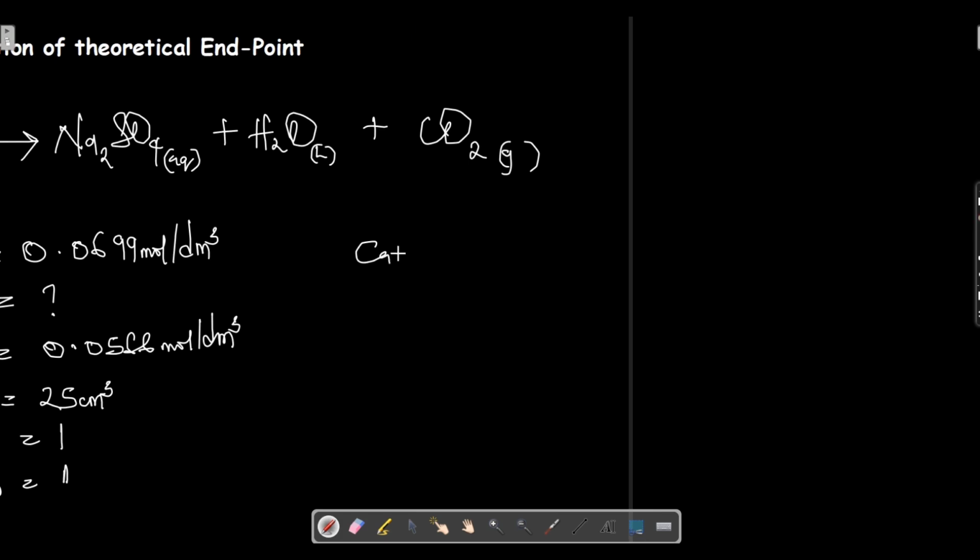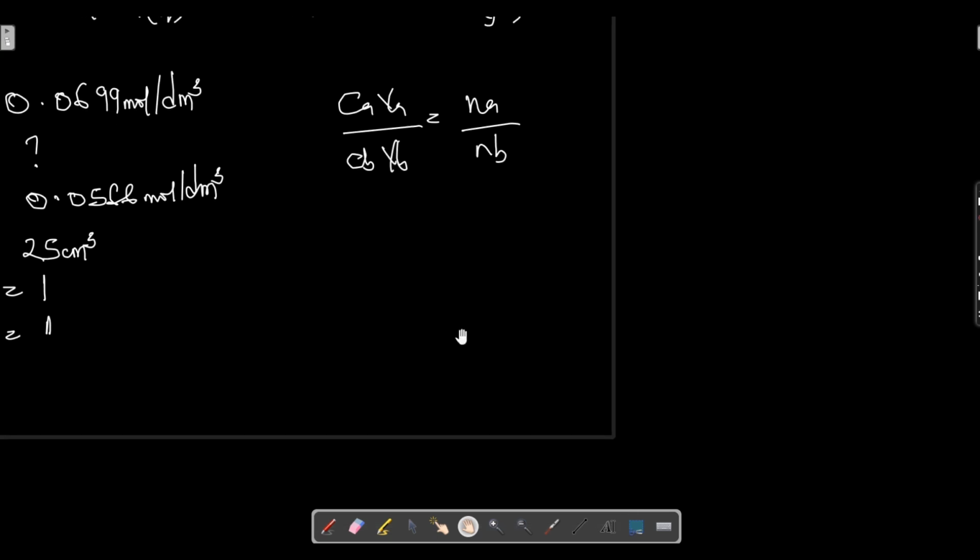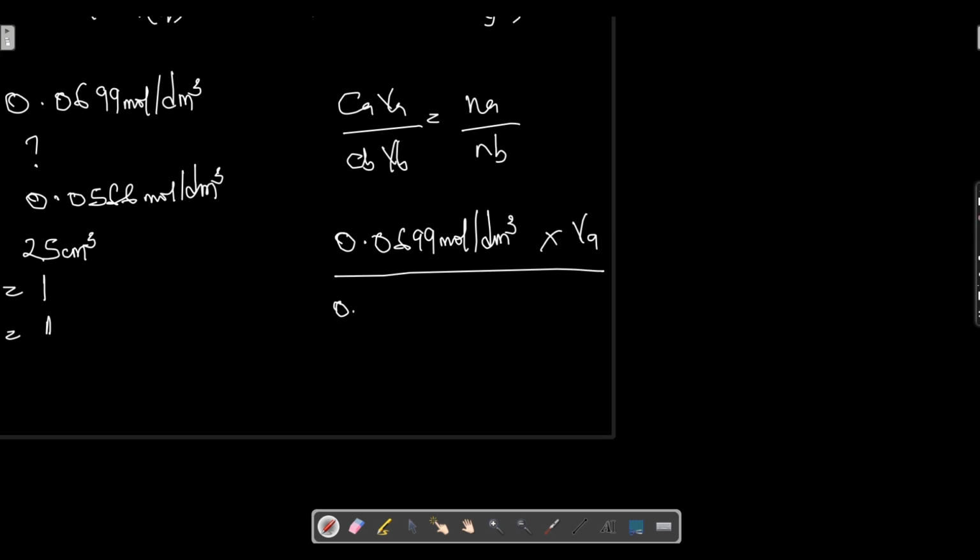We have CAVA over CBVB equal to Na over Nb. When we substitute this into the equation, we have Ca, which is 0.0699 mole per dm cube, times the Va, which is unknown. Then your Cb is 0.0566 mole per dm cube, times the Vb, which is 25 cm cube, times Na is 1 over 1.